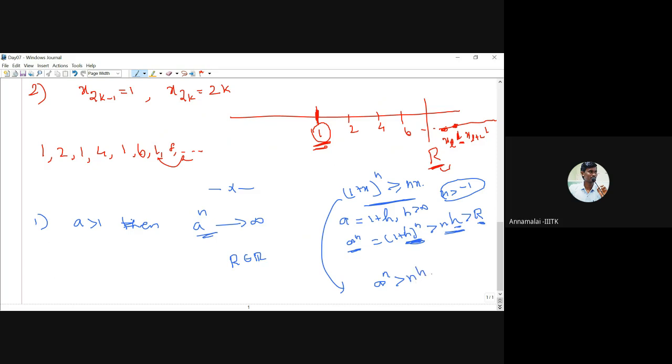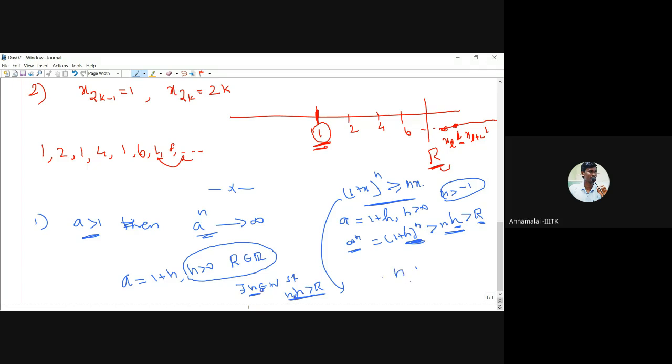Now apply Archimedes property. We know that a can be written as, because a is a number which is bigger than 1, therefore a is of the form 1 plus h, where h is positive. Now apply Archimedes property to this real number. There is a natural number n such that n into h is bigger than r. So now we can choose this stage. Maybe I can take n naught. For simplicity, I am taking n naught.